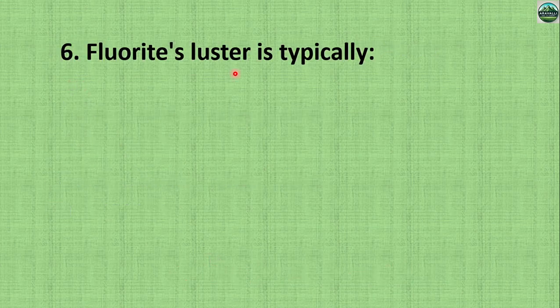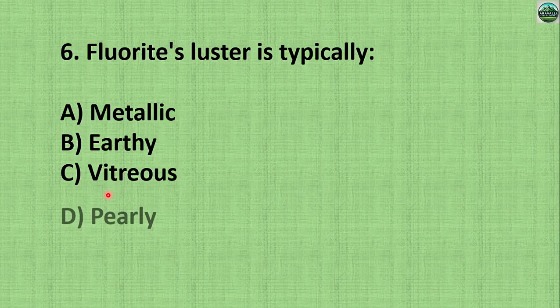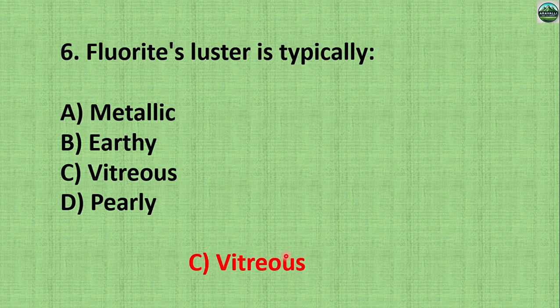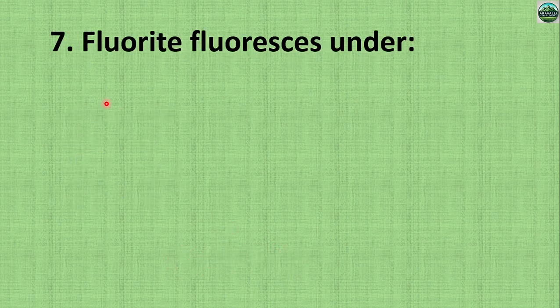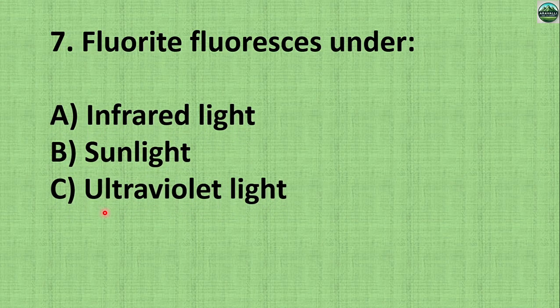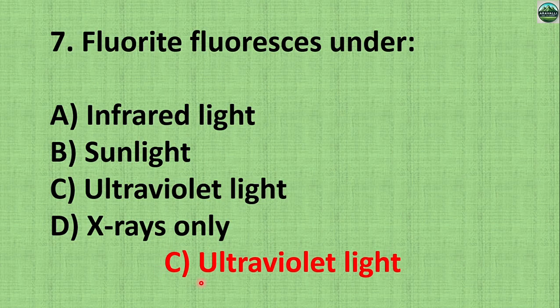Next, the luster of fluorite is typically: option A metallic, option B earthy, option C vitreous, option D pearly. So what is the luster of the mineral fluorite? Luster of mineral fluorite is vitreous. Next, fluorite fluoresces under which light? Infrared light, sunlight, ultraviolet light, or X-ray only. Which one is the correct answer? Correct answer is ultraviolet light.